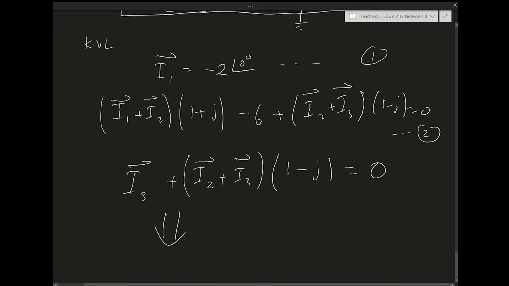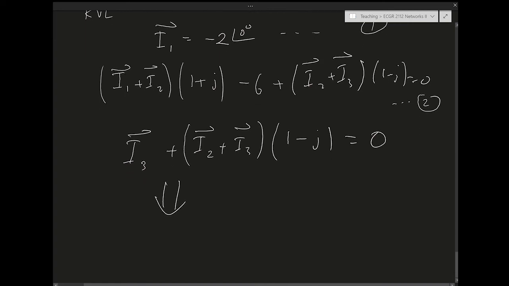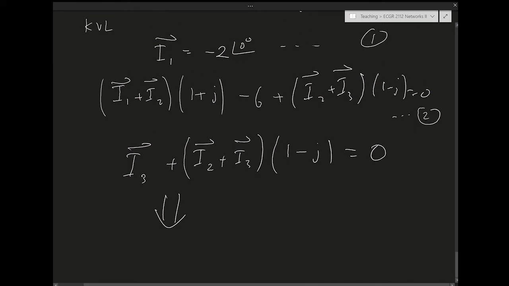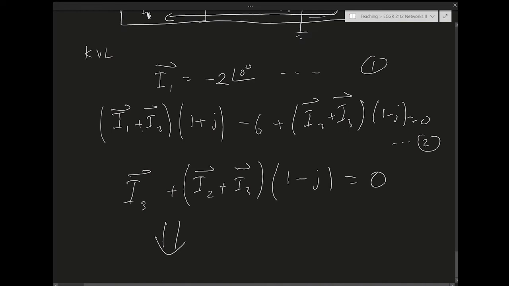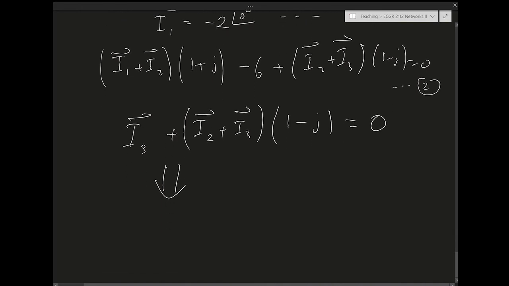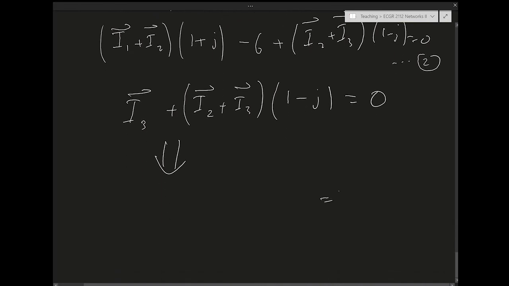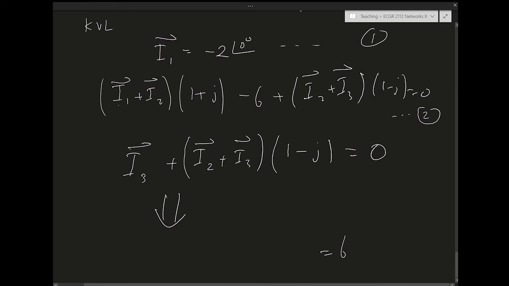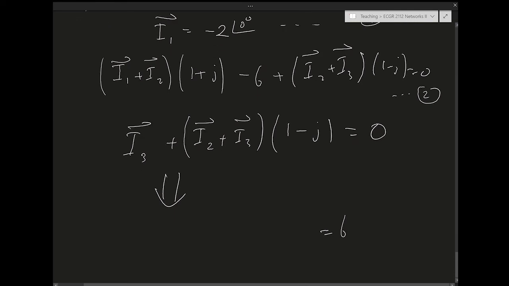Okay, so this is 3 equations, but I can easily reduce it to 2 equations by plugging in the value of I1. So let's do that. If I plug in the value of I1 in the second equation, let me take 6 to the other side. I end up with 6, and then I plug in the value for I1, which is minus 2. Minus 2 times 1 plus J. I take it to the other side, I end up with plus 2 times 1 plus J.